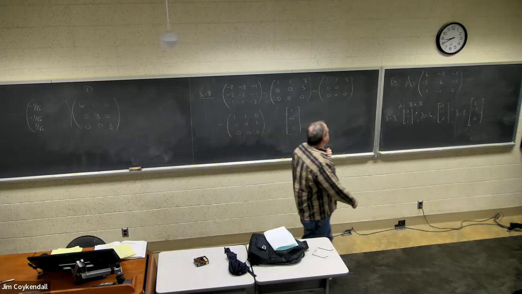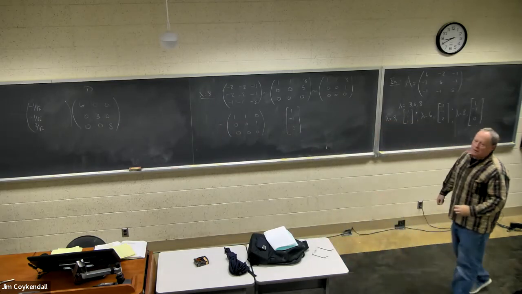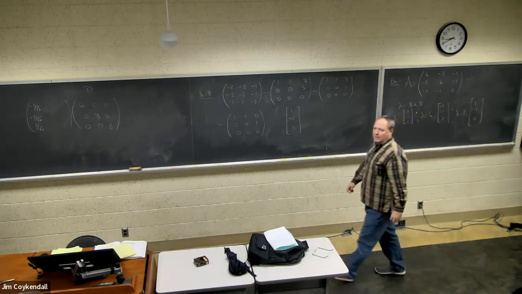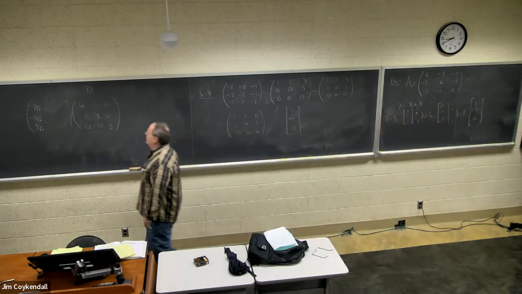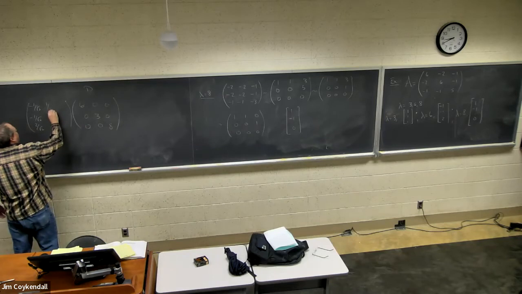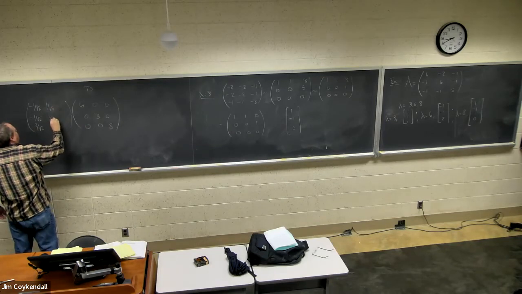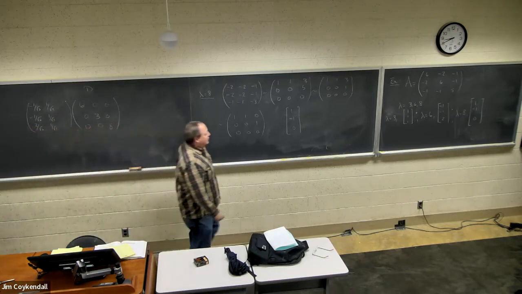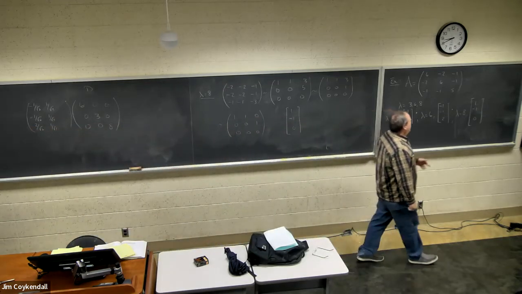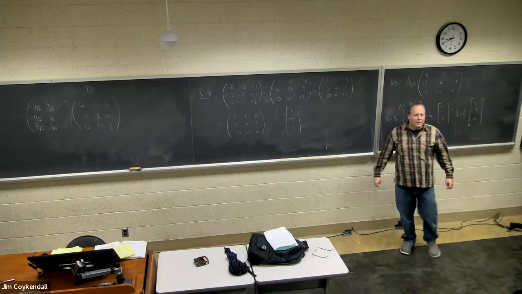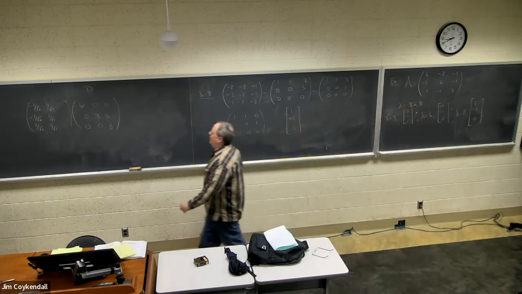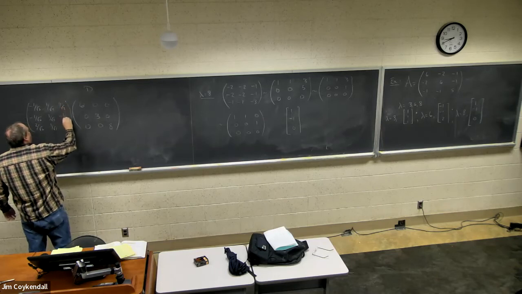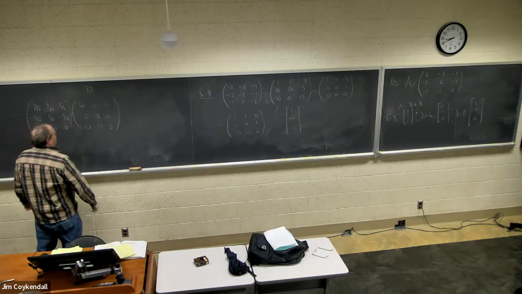How about my next column? What should it be? One over radical 3, 1 over radical 3, 1 over radical 3. That's the eigenvector for the second one. And of course, we're left with this, so it should be 1 over radical 2, minus 1 over radical 2, 0.